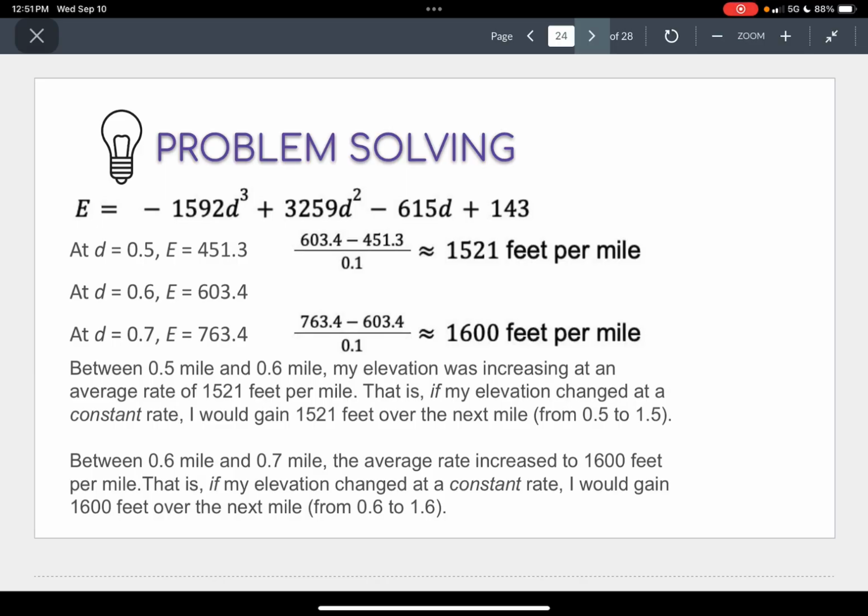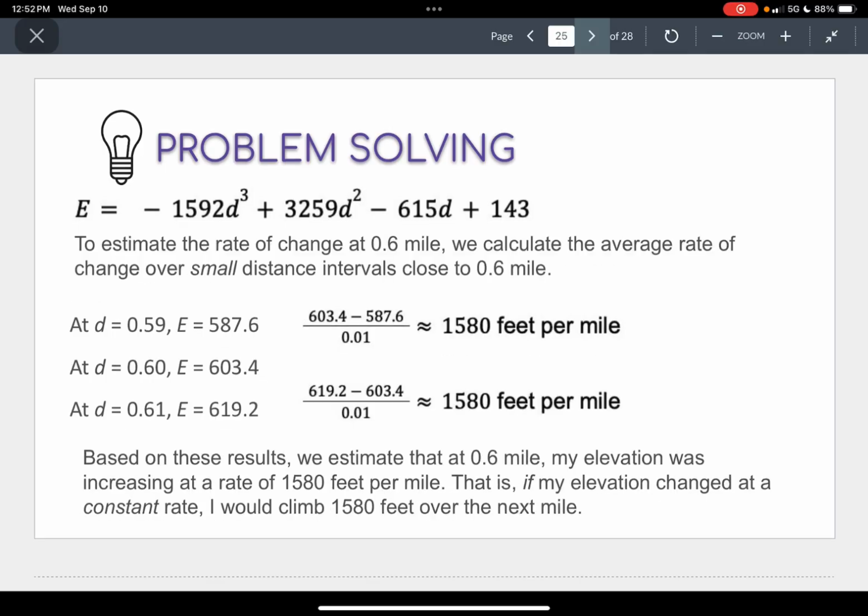So between 0.5 of a mile and 0.6 of a mile, my elevation was increasing at an average rate of 1,521 feet per mile. That is, if my elevation changed at a constant rate, I would gain 1,521 feet over the next mile. That is, from a half a mile all the way out to 1.5 miles. Similarly, between 0.6 and 0.7 of a mile, the average rate increased to 1,600 feet per mile. That is, if my elevation changed at a constant rate, I would gain 1,600 feet over the next mile, from 0.6 of a mile to 1.6.